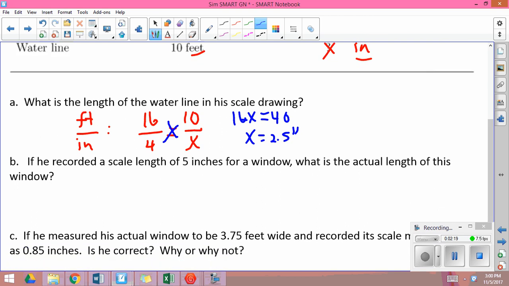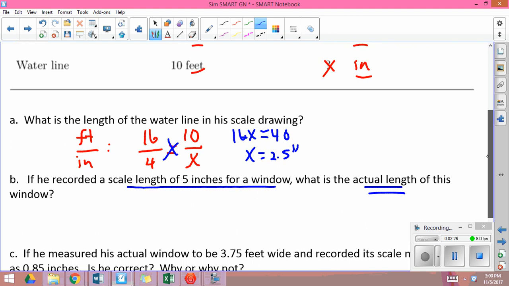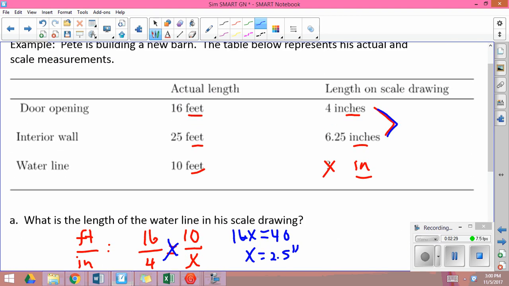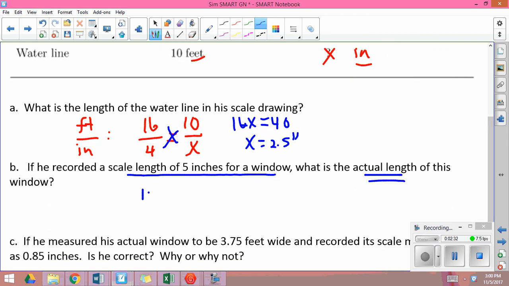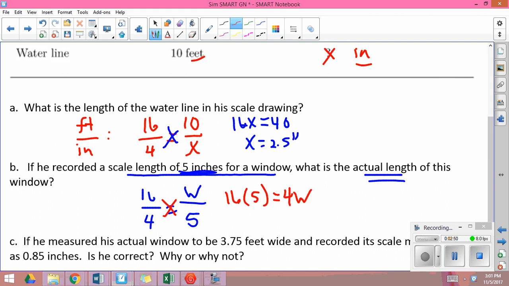If I record a scale length of 5 inches for a window, what's the actual length? So again, I go back to a pair that I know the relationship, either one of these two. So I'm going to use 16 over 4 again. Now this time I know the scale length, 5, and what I don't know is the actual window. So when I cross multiply here, I have 16 times 5 is equal to 4w. If you divide both sides by 4, my window is actually 20 feet. So I can move from scale to actual and actual to scale.